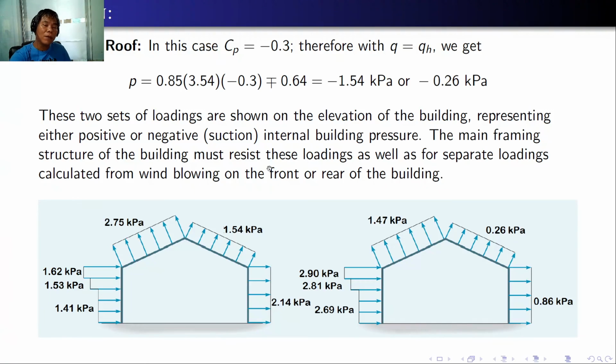So after that, here are the two sets of loadings on the elevation of the building, representing either positive or negative internal building pressure. The main framing structure of the building must resist these loadings, as well as the separate loadings calculated for wind blowing on the front or rear of the building. So I just summarized the result in this diagram. As you can see, it's really a simple idea actually, but you need to calculate a lot of things.